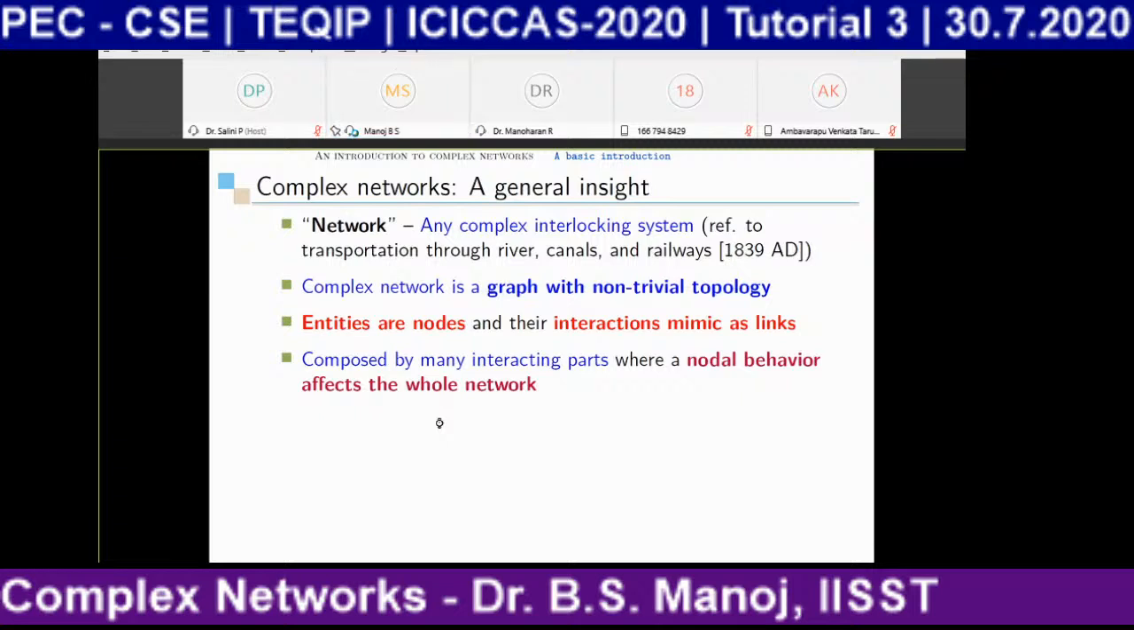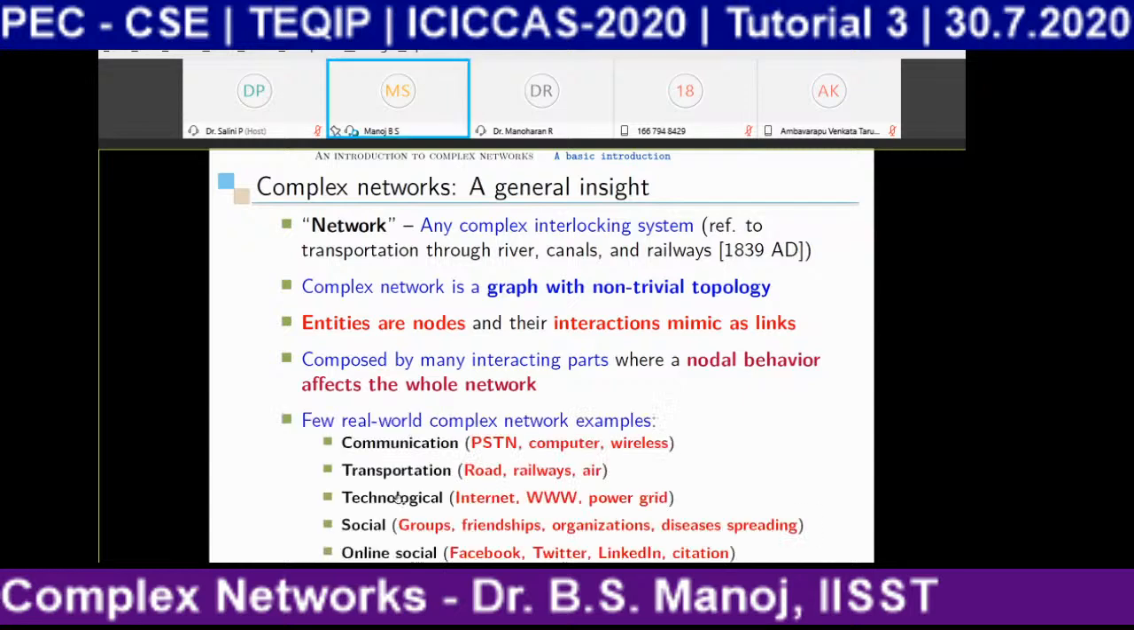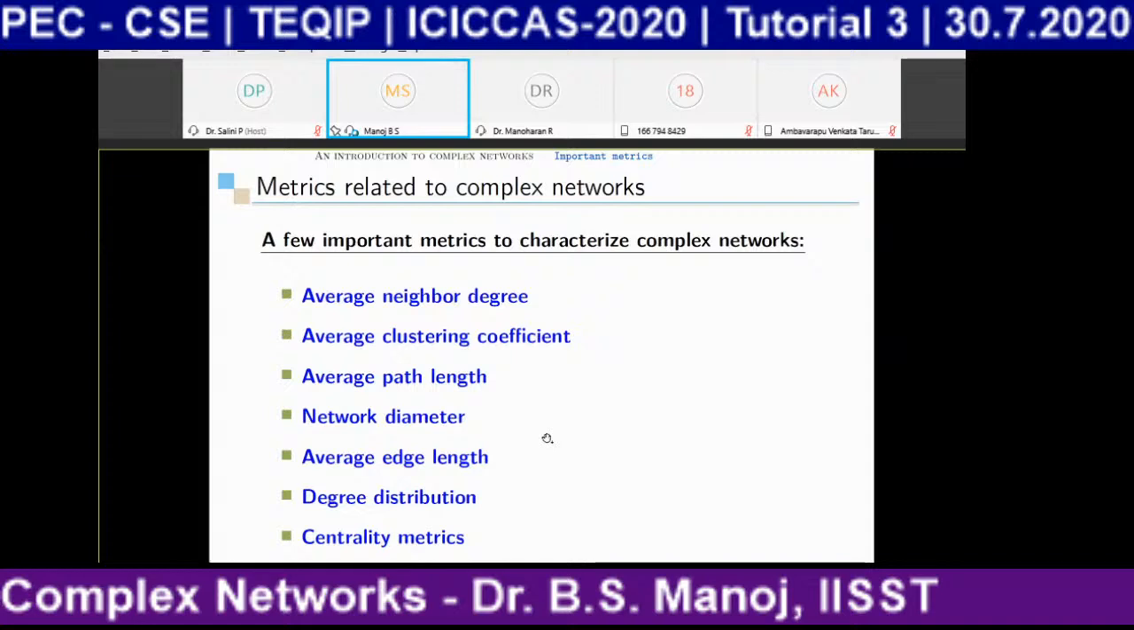Now, I want to briefly explain some of the metrics with which networks are typically characterized. So, average neighbor degree, average clustering coefficient, average path length, network diameter, average edge length, degree distribution, centrality, and the degree distribution. A few of them I'll go through with examples just to give you a glimpse of what these metrics are and how they actually are used for characterizing the network.